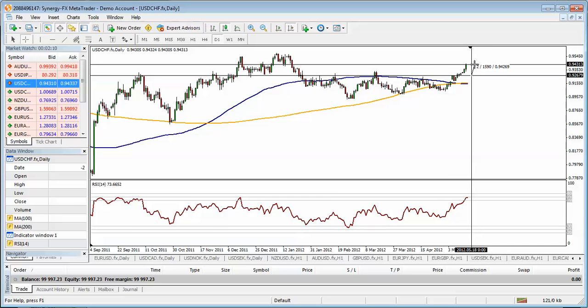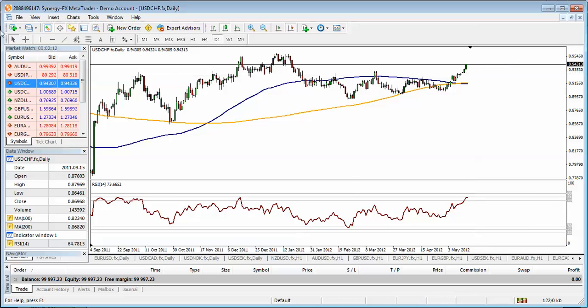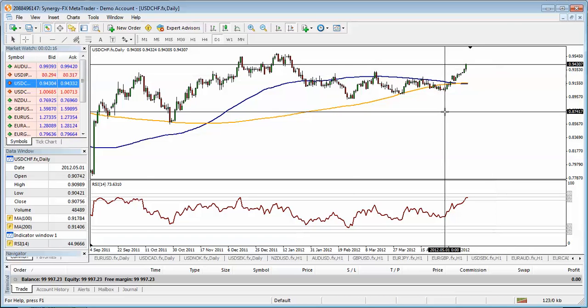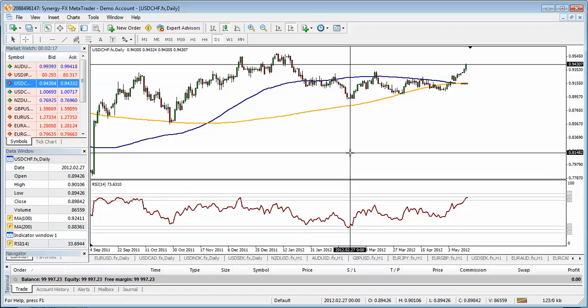It's going to be around 1,500 pips, and in the next few days I will be looking for the Swiss franc to fall back down. So the US dollar Swiss franc to fall, sorry.